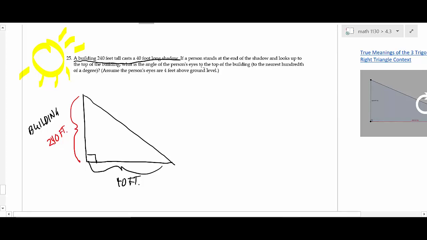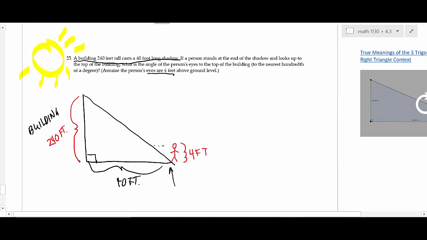Then it says a person stands at the end of the shadow and looks up to the top of the building. And it asks, what is the angle of the person's eyes to the top of the building? That's an interesting problem. I think I've got everything here. I've got the shadow here. It says the person's eyes are 4 feet above the ground. So the person is at the end of the shadow, right there, and the person is 4 foot tall. Here's my dude. That dude is 4 feet tall.